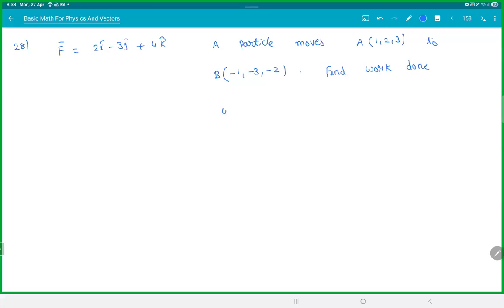Now the formula for work done is this: F bar dot S bar. S bar is your displacement vector. So you're going from A to B, so that is simply F bar dot AB bar. That is the formula for work done. So you already know how to do the dot product. Since you're going from A to B, A is the initial, B is the final, so the vector becomes AB bar. If you go from B to A, it will become BA bar.